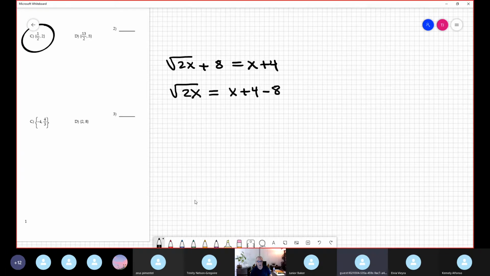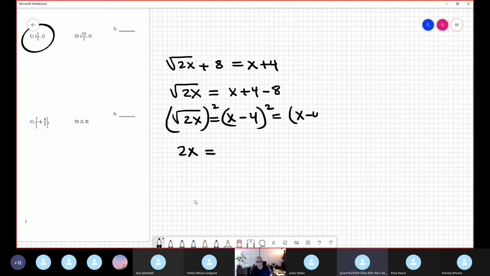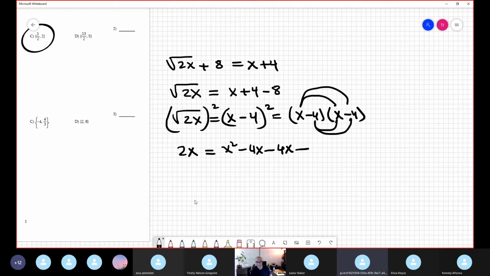Move 8 to the right, so we combine like terms. It's x minus 4. Now square both sides. And when you square, the left side is 2x. And here be careful, it's FOIL. It's x squared, minus 4x, minus 4x again, plus 16.